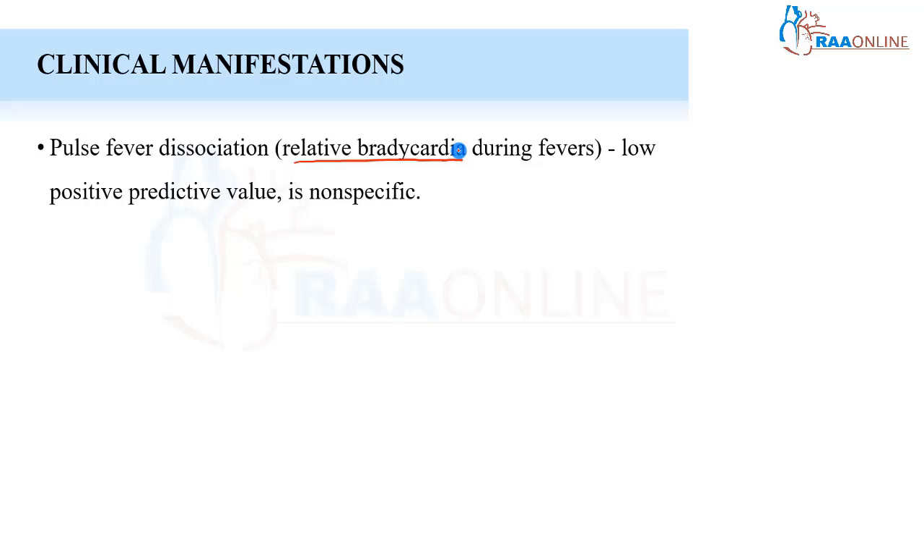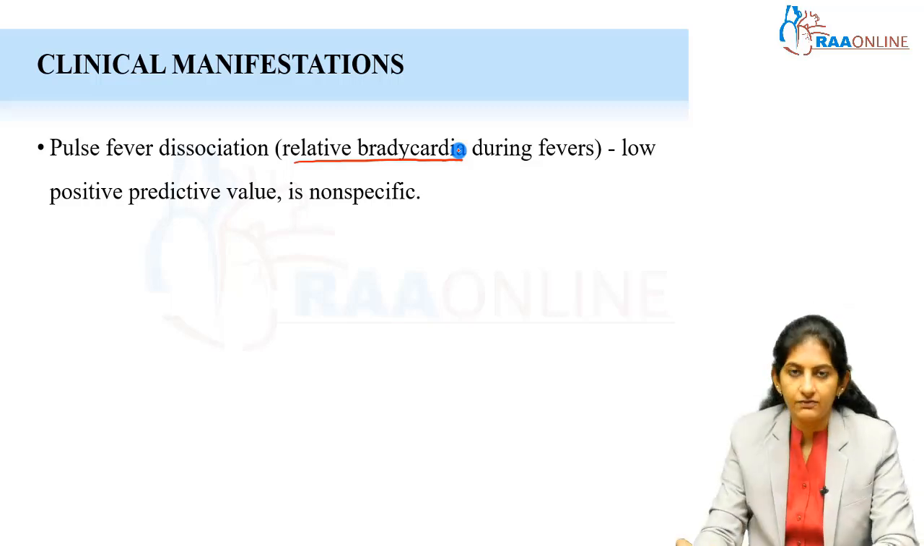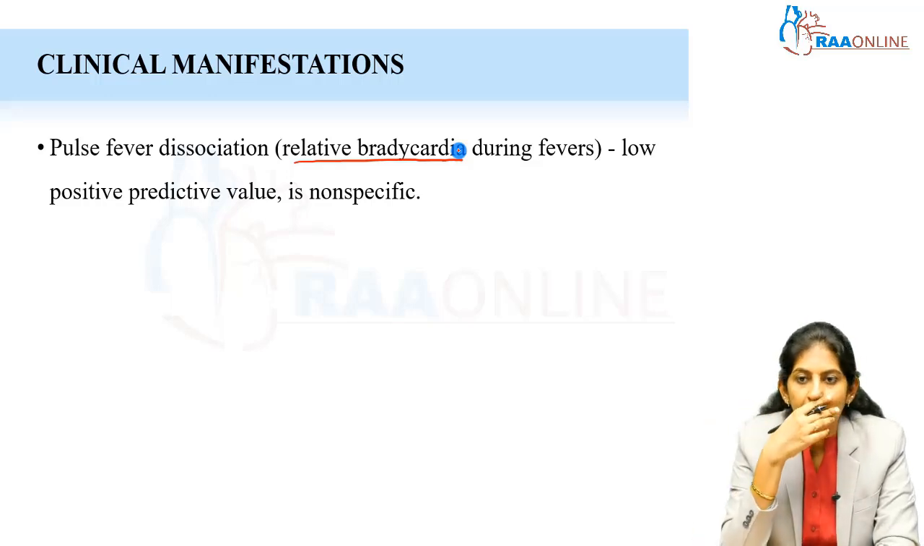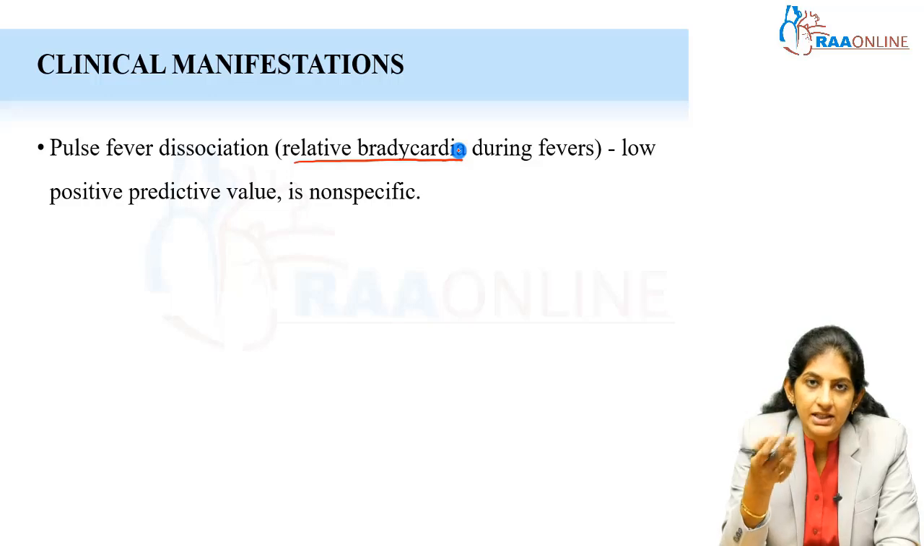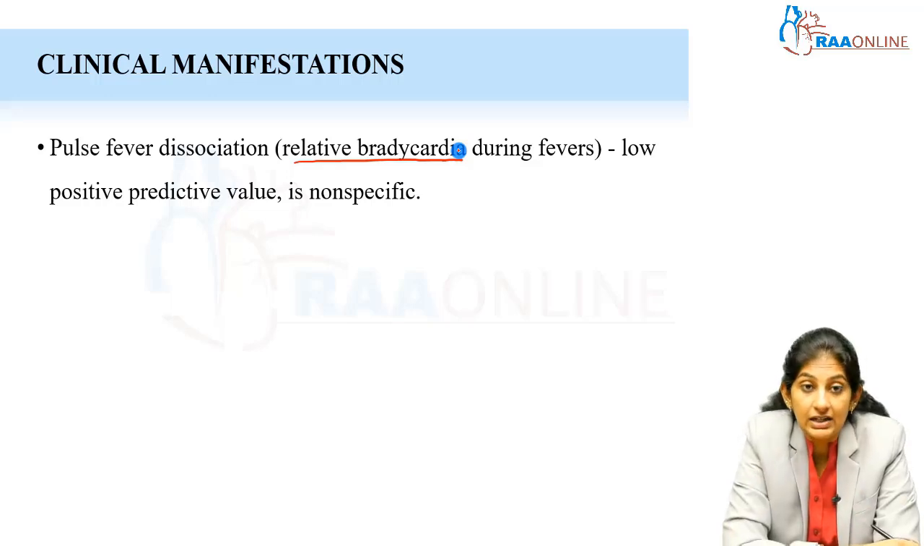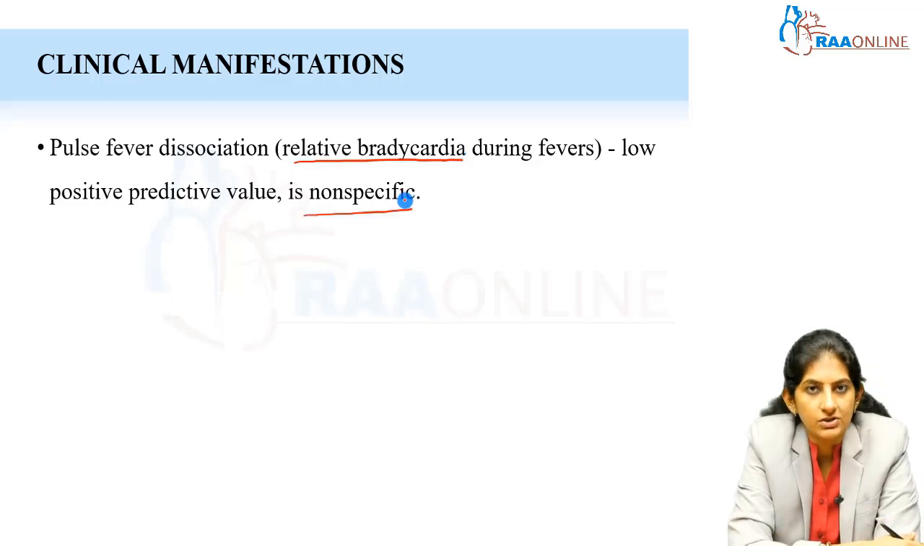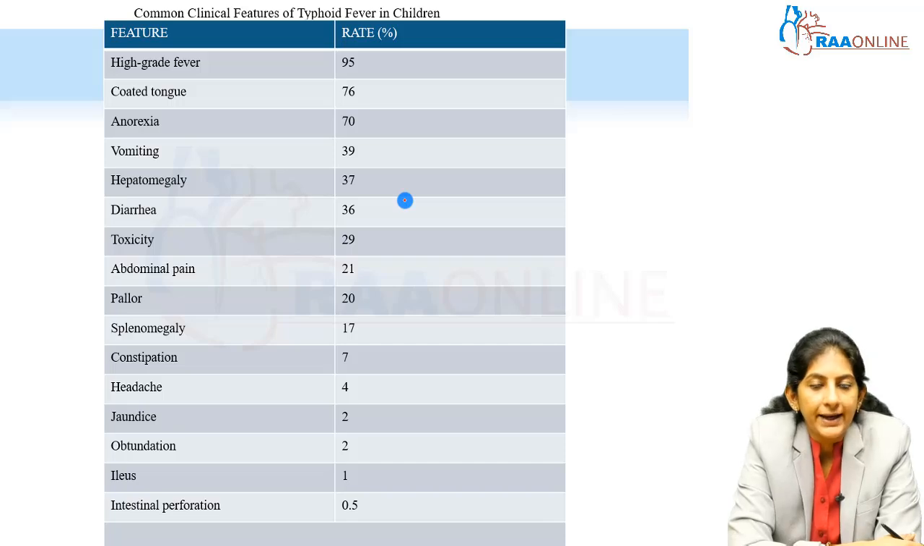So relative bradycardia, the characteristic fever that we always associate relative bradycardia with is enteric fever. Although it can be seen in many other illnesses also, even in rickettsia, relative bradycardia is seen. So it is a very non-specific finding, but we usually associate relative bradycardia with enteric fever.